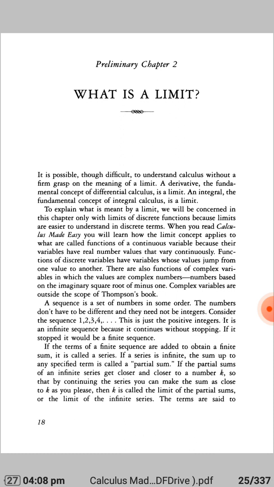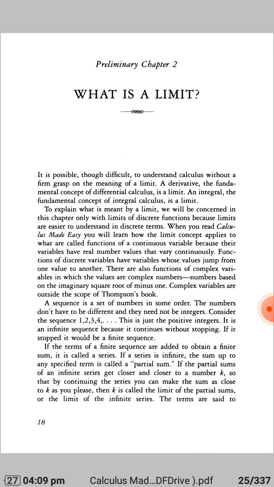To explain what is meant by limit, we will be concerned in this chapter only with limits of discrete functions, because limits are easier to understand in discrete terms. When you read Calculus Made Easy, you will learn how the limit concept applies to what are called functions of a continuous variable, because their variables have real number values that vary continuously. Functions of a discrete variable have variables whose values jump from one value to another.